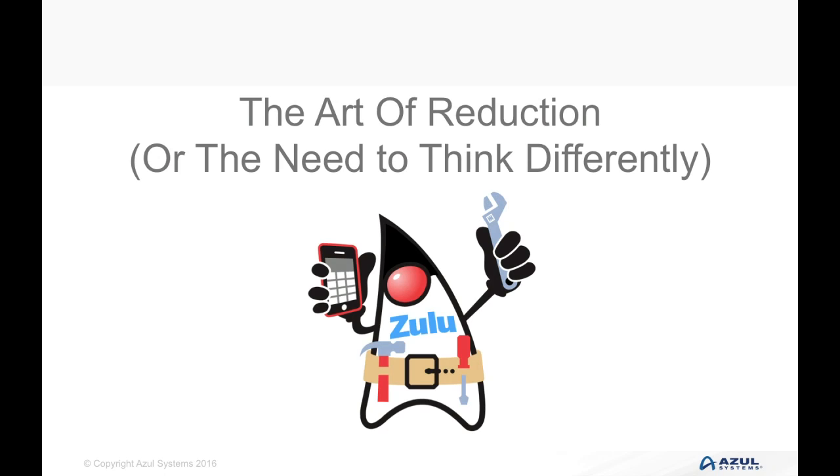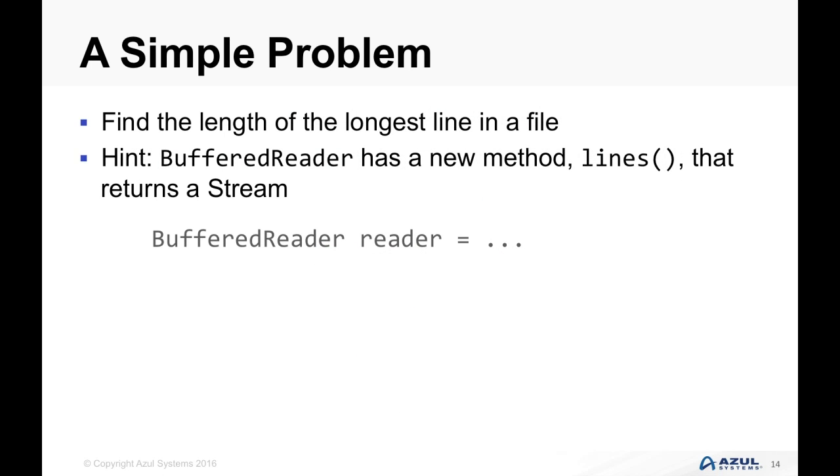Right. Next, the art of reduction. And again, the need to think differently. Now, when I was at Oracle, one of the things we did with the rollout of JDK 8 was to run some workshops where we gave people some exercises in terms of using the Streams API. And so one of those was a nice, simple problem.